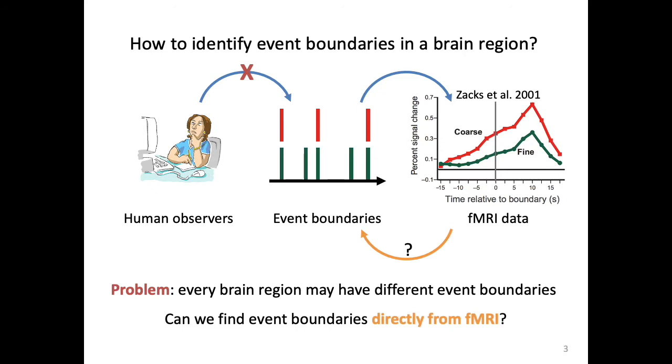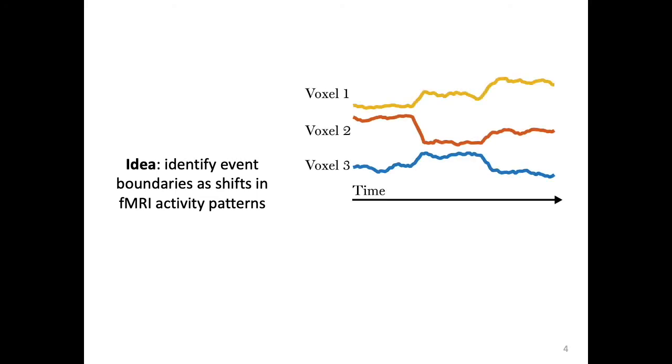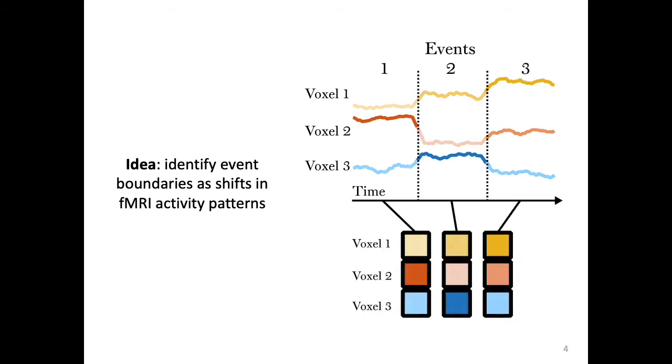What we'd like to do instead is look directly at fMRI data or other types of neuroimaging data and be able to pull out from this data where the event boundaries are. The basic idea is to identify event boundaries as time points when there is a shift in fMRI activity patterns. For example, if we look at these three voxel time courses, we can identify two moments at which many of these voxels show shifts in their activities, dividing up our time courses into three events, each of which has a characteristic spatial pattern of activity.